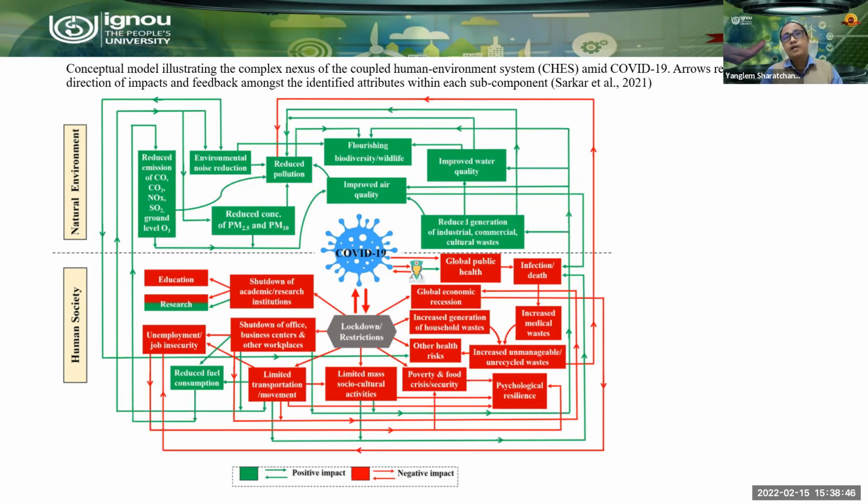Research, if you look from a medical science perspective, is going very well, but for other components we are not able to conduct research. Some research areas were totally stopped in that time. Then unemployment and job insecurity are there because of the lockdown. Then a global economic recession is happening, and different complex issues in the social system are happening.